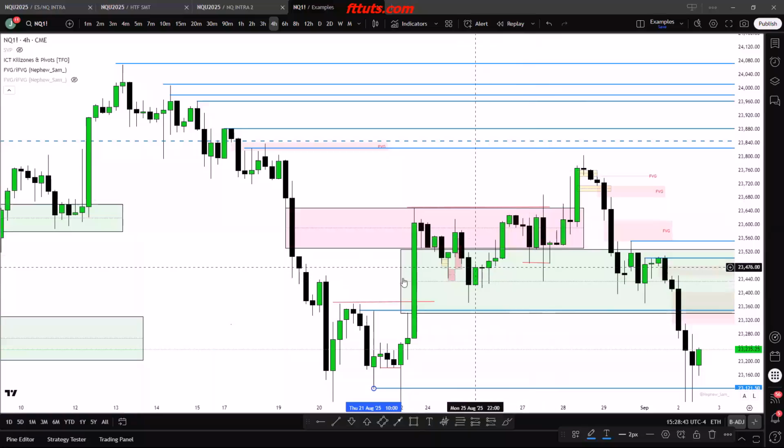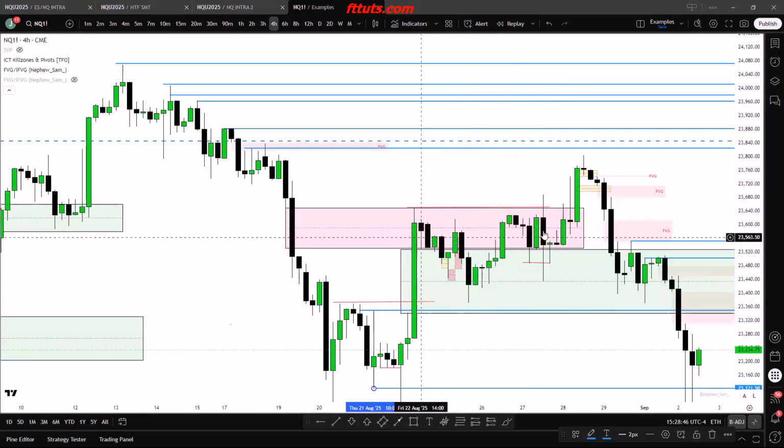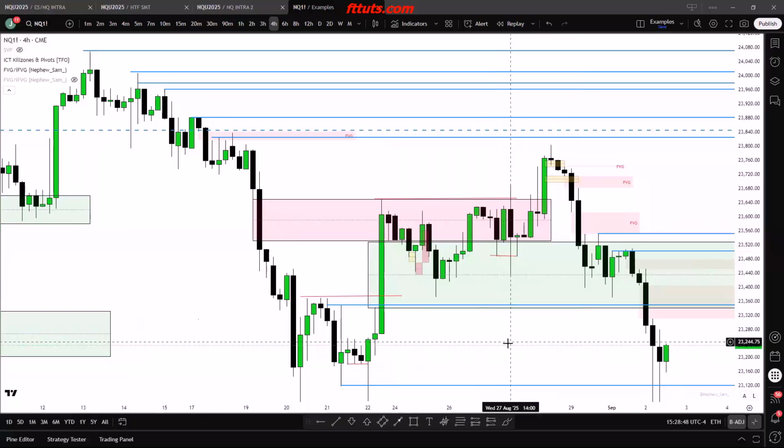Everything's going to chop around. But if you look for longs at the bottom of the range and shorts near the top of the range, that's how you make money in a sideways market.